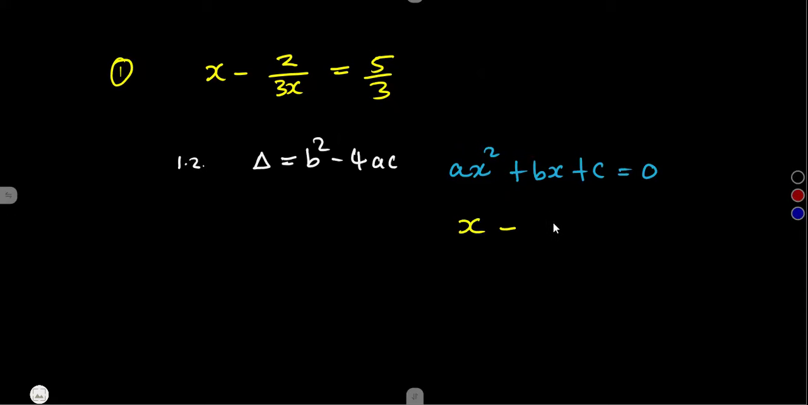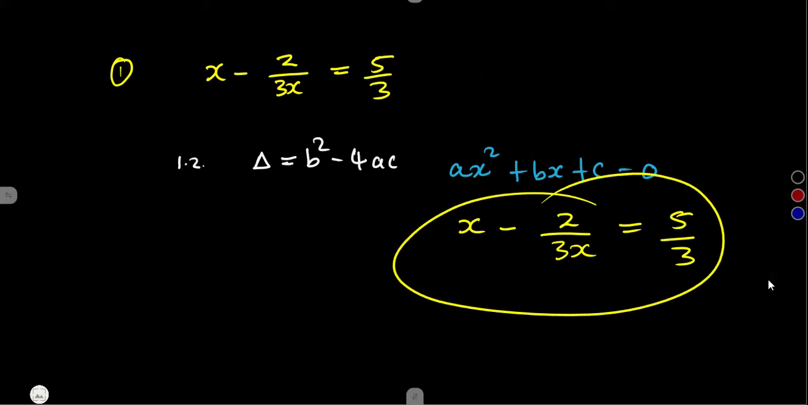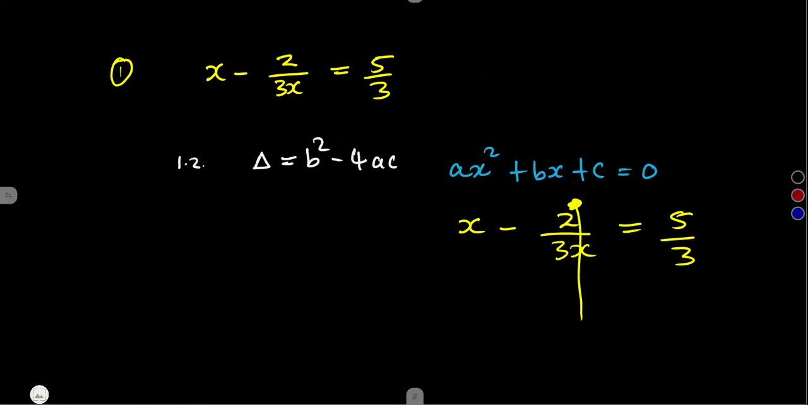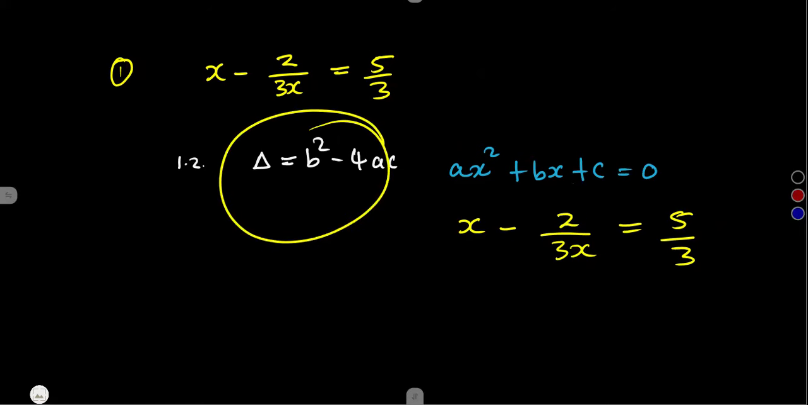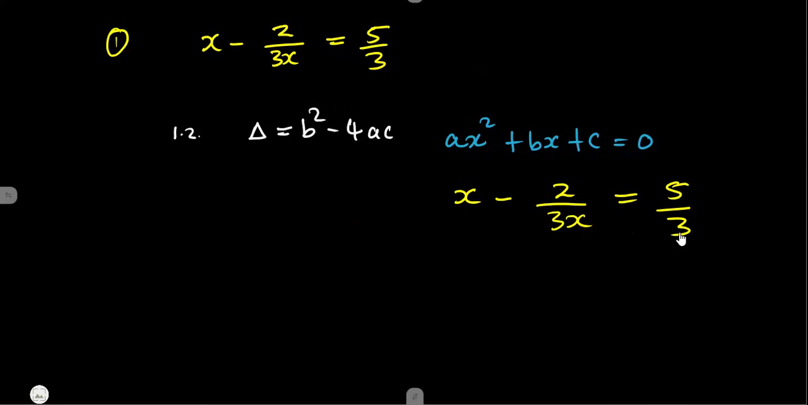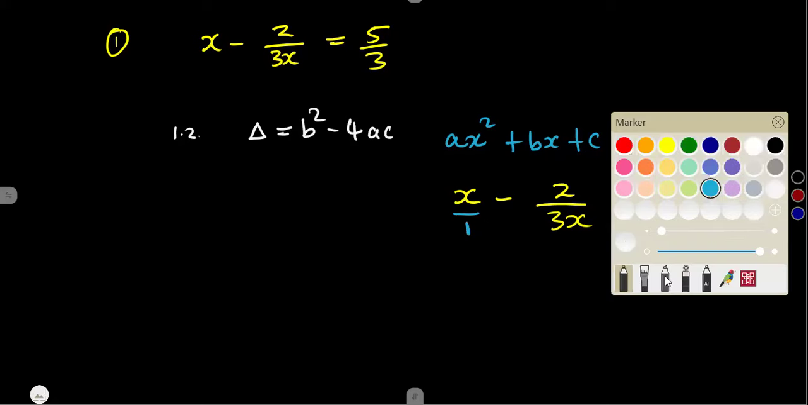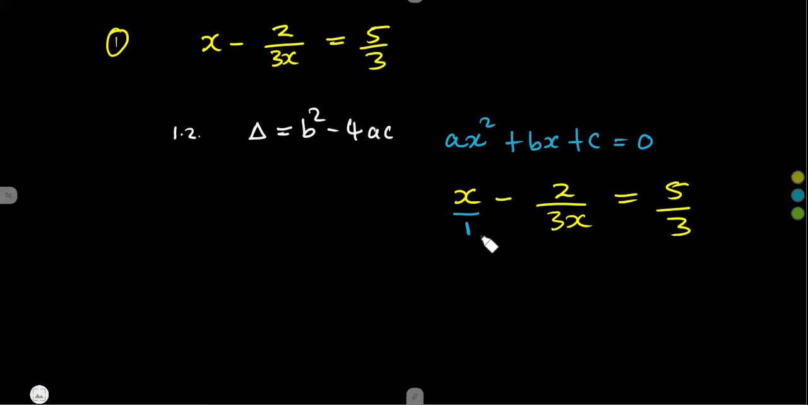x minus 2 over 3x is equal to 5 over 3. We are supposed to rewrite this equation to be exactly in this format so that we can talk about the delta concept, the discriminant. So what can we do, guys? We have to consider the LCD of the given denominators. This x is the same as x over 1. So considering the denominators that we are given, we've got 1 here, we've got 3x, and this is 3. So what is the LCD in terms of the numbers 1, 3, and 3?